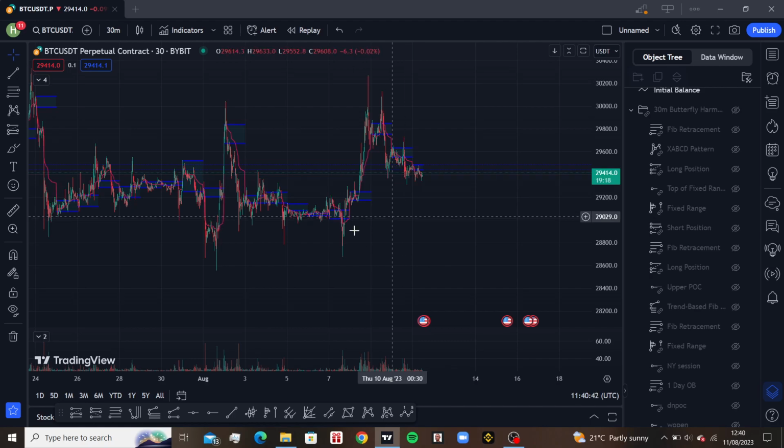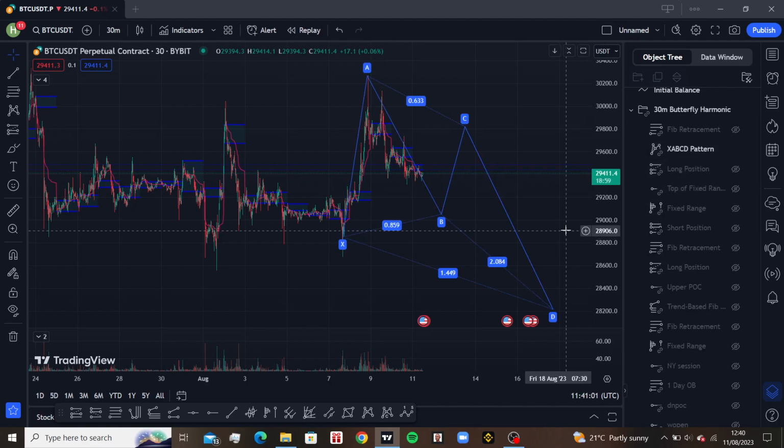So the first thing that we do is look for our impulses. As you can see, you have one from here to here. So what we do is we get our tool, which is the XABCD pattern, and we mark it from here to here. Of course, I've already done that.